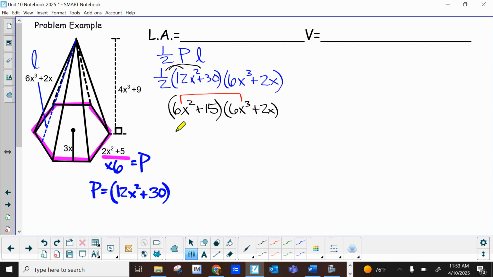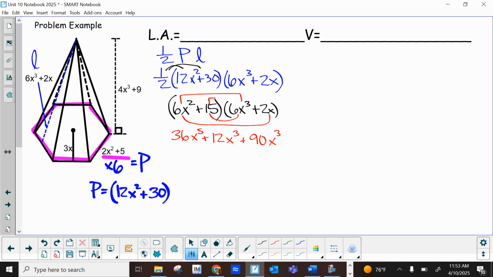So the first terms, I'm going to get 36x to the 5th. Now I'm going to multiply the outer terms. That's going to be 12x to the 3rd. Now I'm going to multiply the inner terms. That's going to be 90x cubed. Okay, so you multiply the variables correctly.